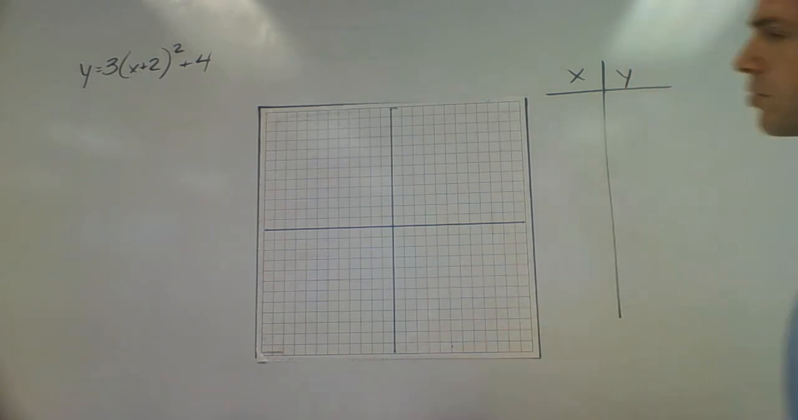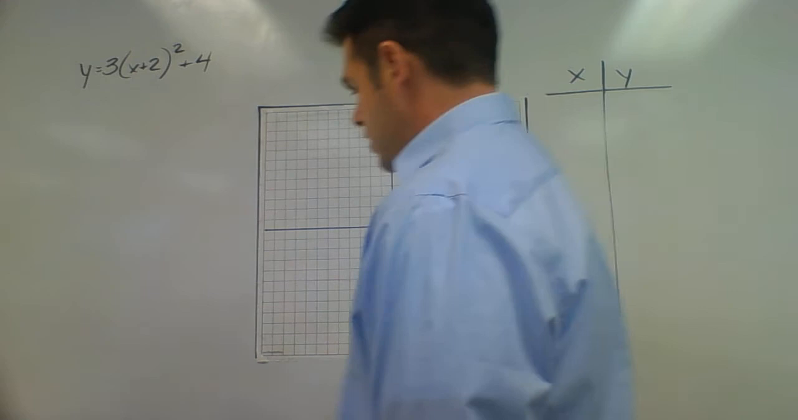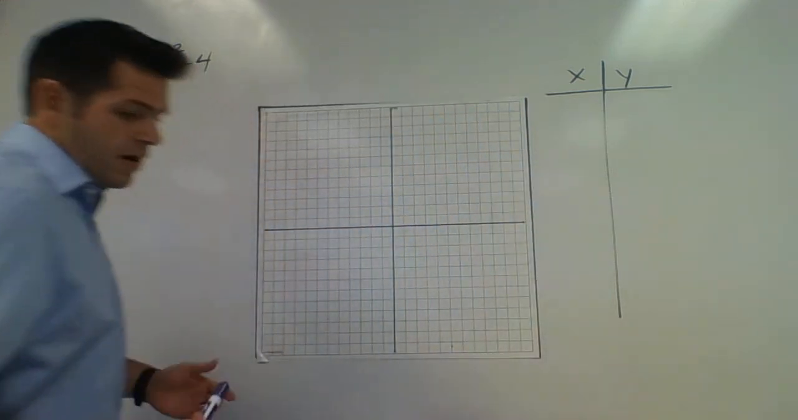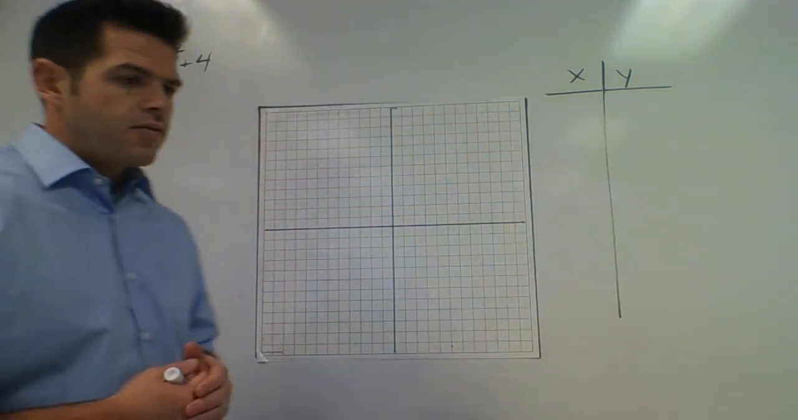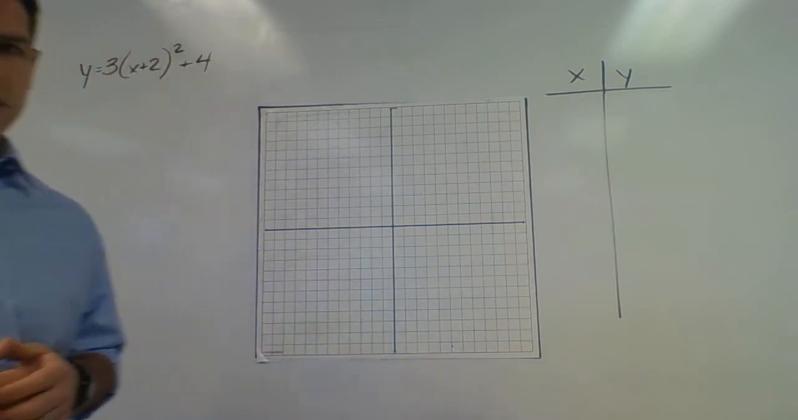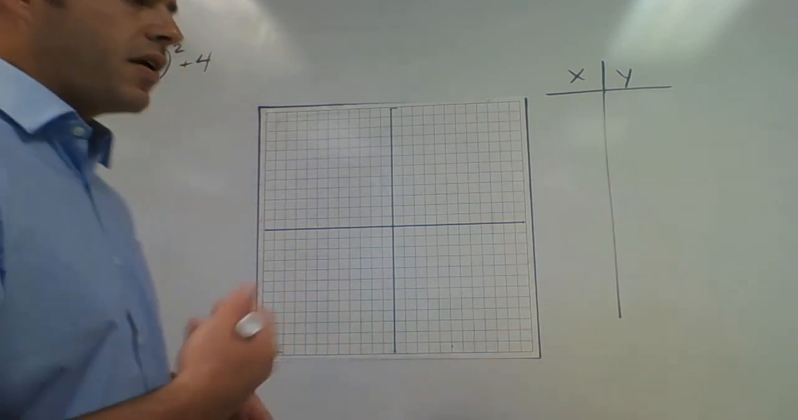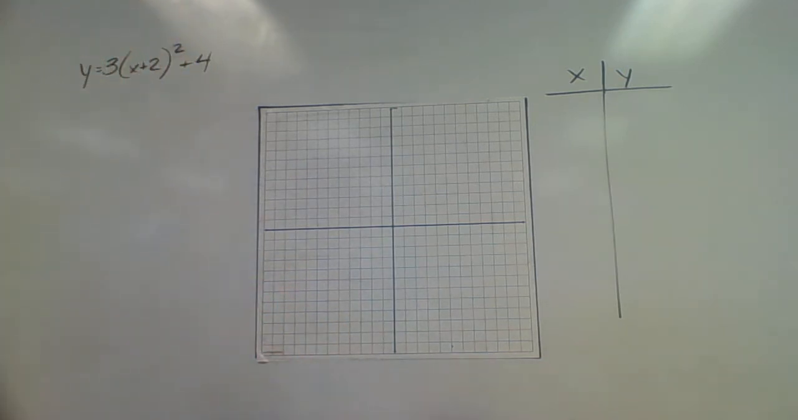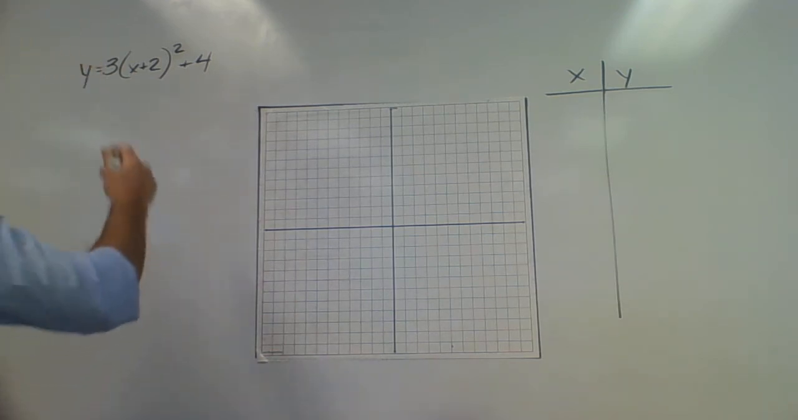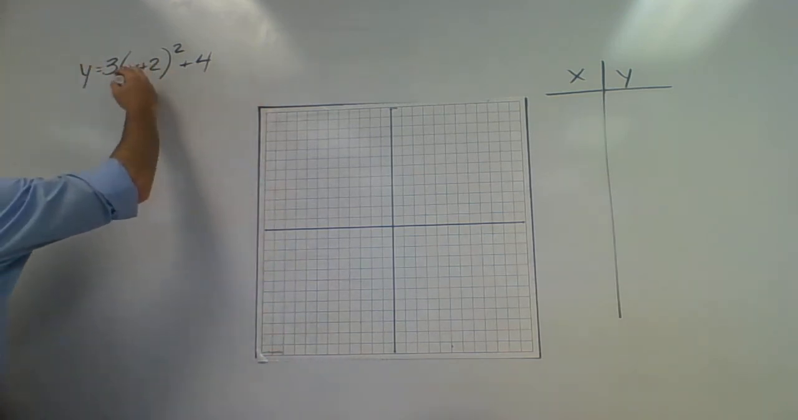So we're going to go ahead and start off doing this. We've got y is equal to 3 times the quantity x plus 2 squared plus 4. The first thing I want to do is recognize, obviously, that it's in vertex form. I want to pull out the vertex if possible, put that in my table of values, and start the process of getting the other 4 points afterwards.